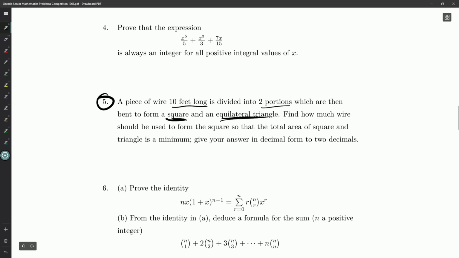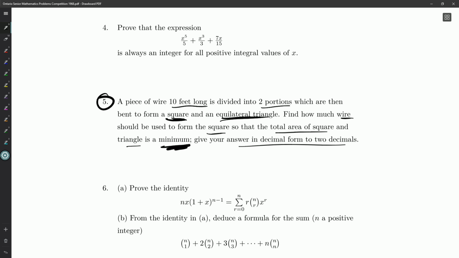Now, let me read the rest of the question to make sure I know what I'm talking about. Find how much wire should be used to form the square so that the total area is a minimum. Yeah, it's an optimization problem. And I don't think we'll actually have to use calculus, but I'm going to use calculus here. Give your answer in decimal form to 2 decimals. Yikes. Okay, so we're actually going to have to do some decimal calculation, and I said in the very first video we are putting that calculator away. They didn't have them, so we don't get to use them.